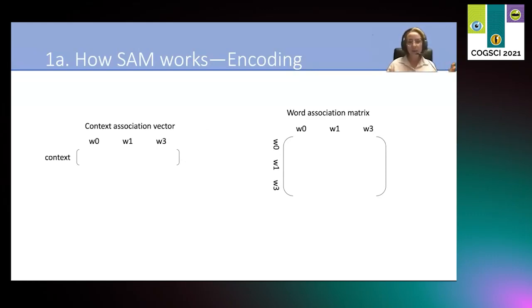There are two parts of this model, the encoding section and then retrieval. So for encoding, there are two parts of long-term memory: a context association vector and a word association matrix. The context association vector holds information related to how the words are related to the environment during encoding. And the word association matrix holds information about how words are related to each other.